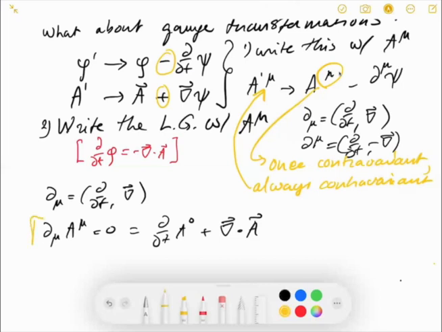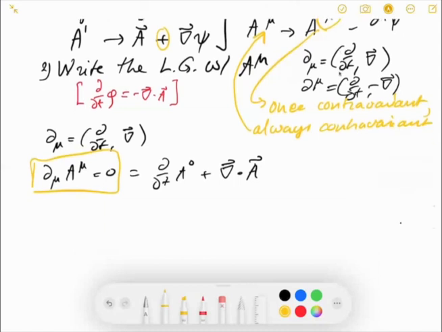So that's the Lorentz gauge. And what does it mean when we write it like this? It means that once in the Lorentz gauge, always in the Lorentz gauge.